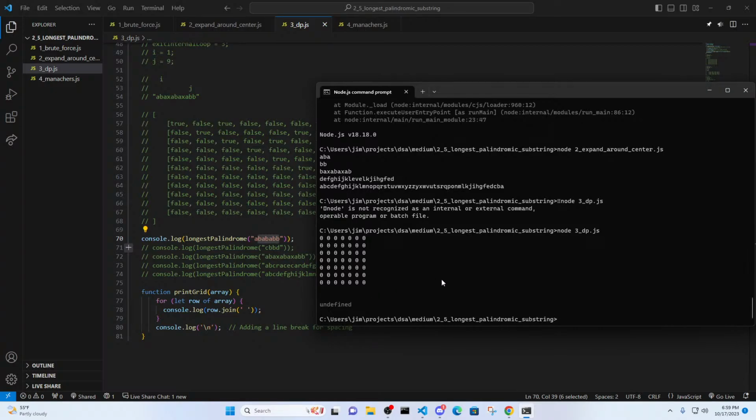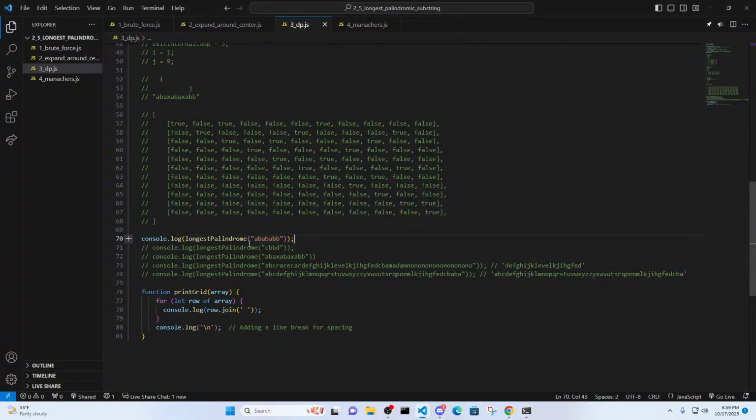Now, I'm going to show you something. The next line of code that we're doing is we're just searching for all palindromes of length 1. That's what we want to do first. We want to fill this grid with all the palindromes that are of length 1.